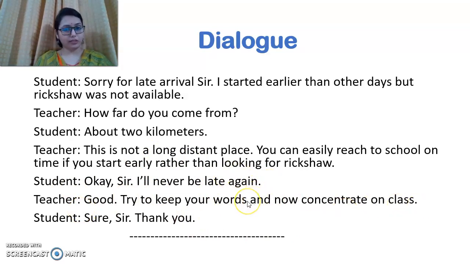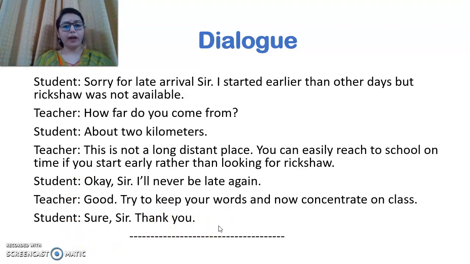So what is the teacher saying? It is good. Okay, as you have said that you will not be late again. Here, see, you will not write more. Good. Yes, you have understood that you are late, and as you have said you will never be late again, so try to keep your words. It will not be like that. It will be very straight. Good. Okay, fine. Then class. Try to keep your words and now concentrate on class. So it's very much to the point. In a dialogue, your sentences will be very straight, very to the point.